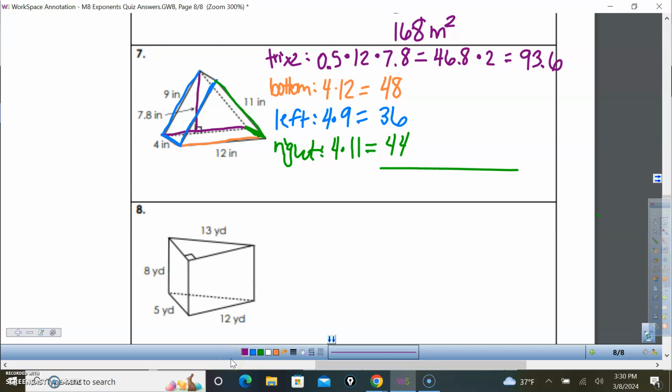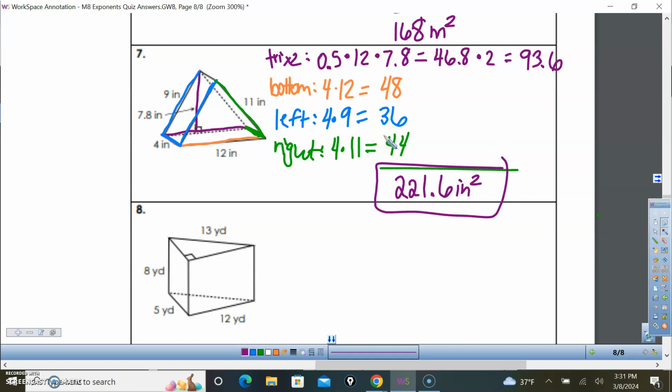And so to get my total area, I want to make sure, don't forget about this 93 and 6/10 from up at the top. When I am adding all those together, I'm getting 221 and 6/10. We're measuring in inches squared.